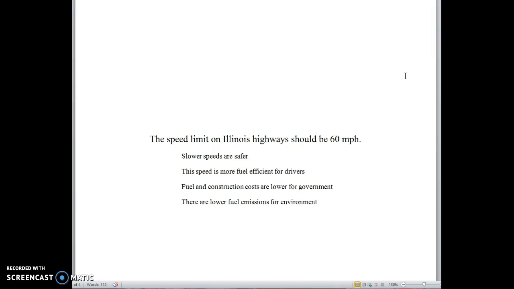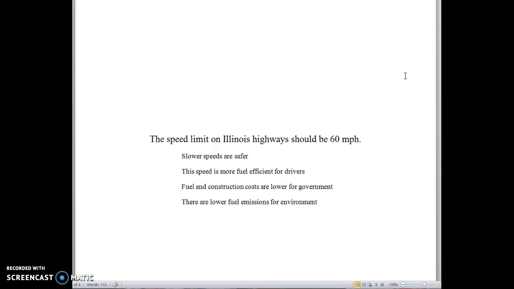Another one, this speed is more fuel efficient for drivers. Okay? Once again, if I can show evidence that that's true, that's something that supports my thesis. But it's a different issue than safety. Right? You don't want just one issue, safety, to be the whole essay. You've got to think about it from multiple perspectives to make the strongest possible argument, or the widest possible pyramid, the strongest support. Fuel and construction costs are lower for the government.